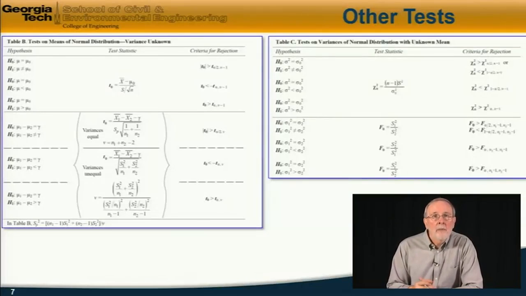And finally, a couple of other comments. These are further tables which are given in the reference handbook, tests of other means, which are other statistical hypotheses which can be used, Table B and Table C, in the first case where the variance is unknown, and in the second case where the mean value is unknown. These can be employed in different types of problems. So this concludes my discussion of hypothesis testing.